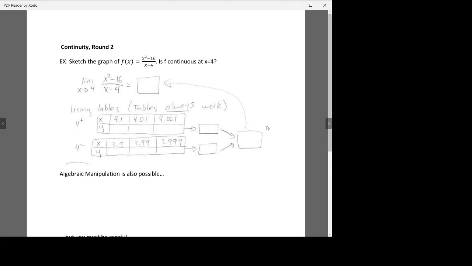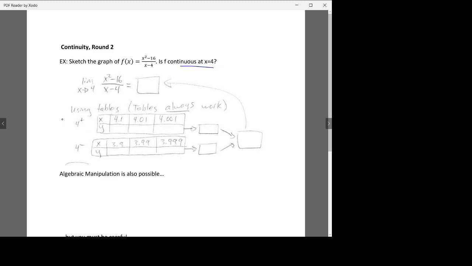And so let's try another round of this. If you want to sketch the graph of this kind of complicated function, it says, is f continuous at x equals 4? You can do this using tables for the 3 rules of continuity, not really by the definition. So if we want to find this limit, if it exists, we can use tables.